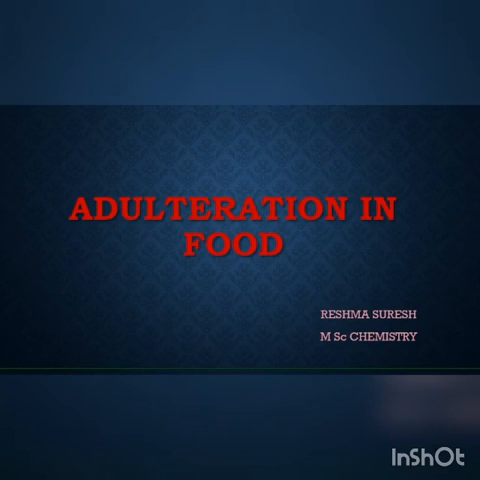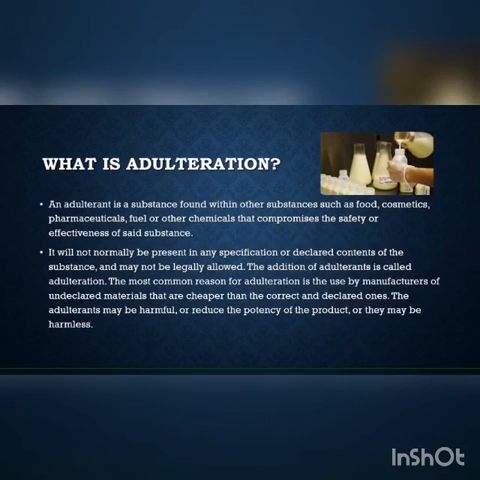What is adulteration in food? The action of making something poorer in quality, that reduces the value by the addition of another substance or intentionally debasing the quality of food offered for sale, is known as adulteration. Adulteration can be found in food, cosmetics, pharmaceuticals, fuel and other chemicals. So today I'm going to discuss adulteration in food.